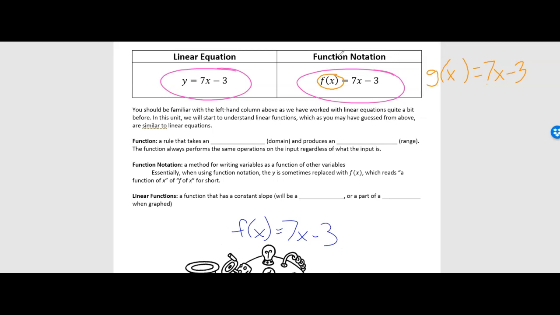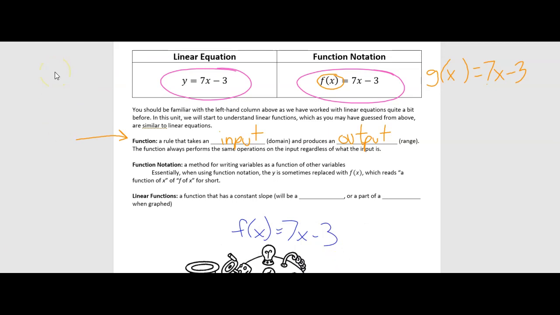All right, so it says right here for function, a function is a rule that takes an input, remember inputs are part of our domain, and produces an output. And we know that outputs make up our range. The function always performs the same operations on the input regardless of what the input is. So just as we looked at above, it didn't matter what integer I chose to start with. I was still going to perform the same operation on it as I did any of the other ones.